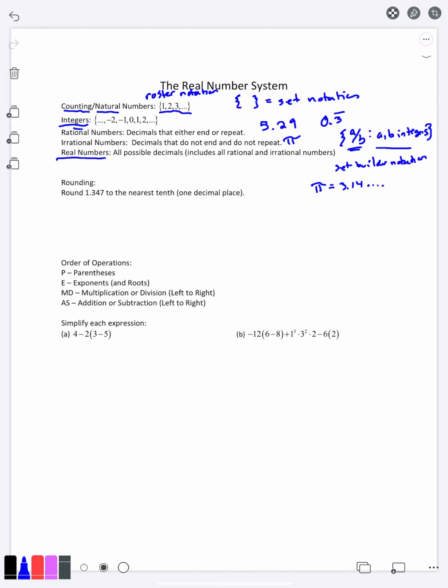Okay, now, what can we do with real numbers? Well, one thing we can do is we can round. And I've definitely seen people making mistakes on rounding, so let's be very careful here.